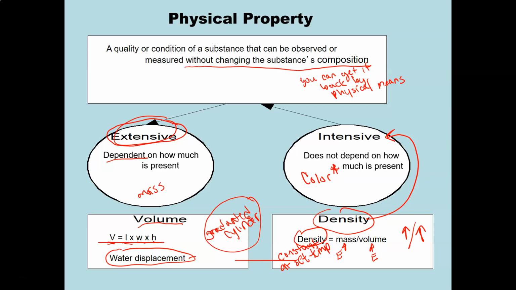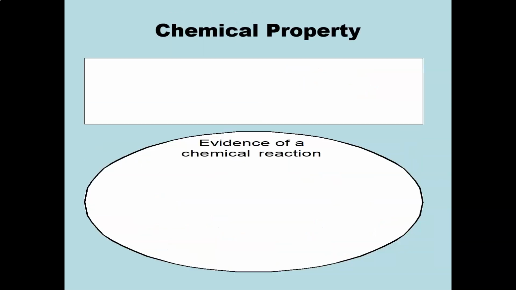So it'll be constant at a set temperature. It will not change. If you change the temperature, you're going to change the density. But if the temperature remains constant, that material's density remains constant. For example, aluminum is 2.70 grams per cubic centimeter at 25 degrees Celsius. That is a set property.